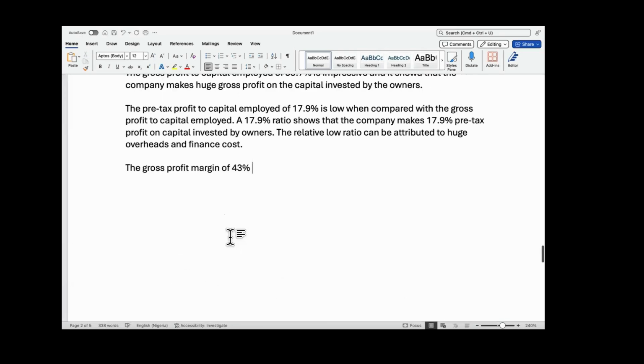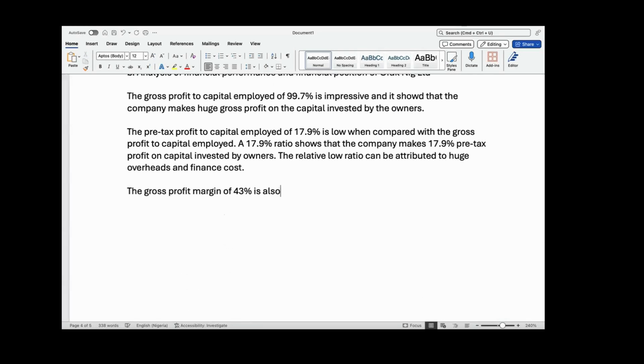It is also impressive, and it shows that the company makes 43% gross profits on every sales. On every sales. Full stop. So there's nothing to compare it with. That's why I just tell the examiner the meaning.